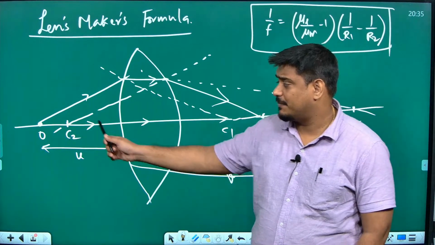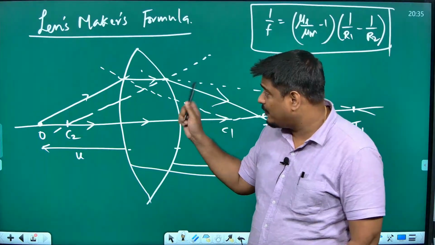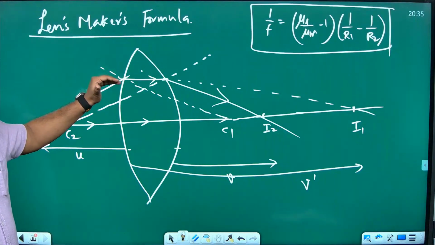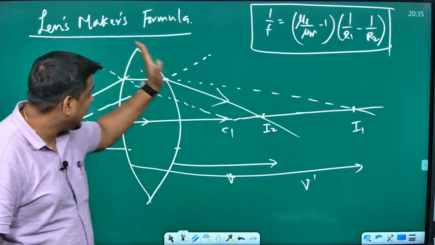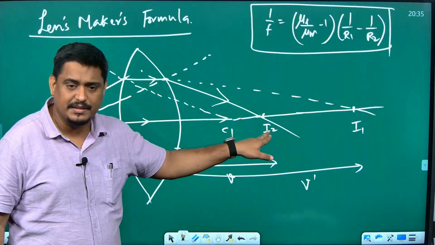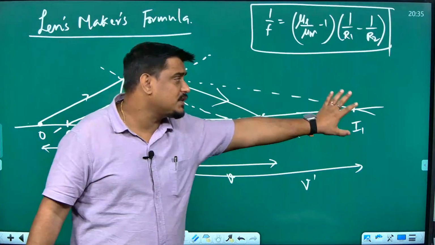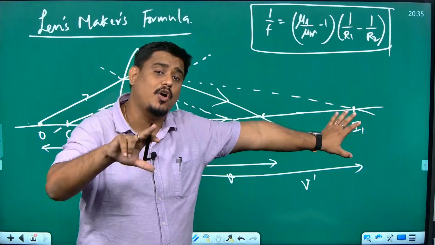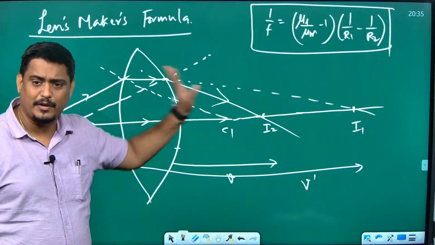So I'll repeat now. When the object was kept here, the first refraction took place. If the second interface had not been there, this ray would have gone and hit somewhere like that, and the image would have formed there. But since I have the second interface, the ray once again bends and forms the image somewhere here. So this is the object, this is the image formed by the first interface, which will be taken as the virtual object for the second interface, and this will be the final image formed by the whole lens.